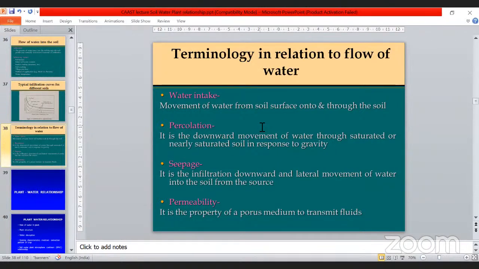Then permeability is the property of a porous medium to transmit fluids. That is, from one cell to another cell, or from one place to another, the transfer of fluids through space is done by permeability.